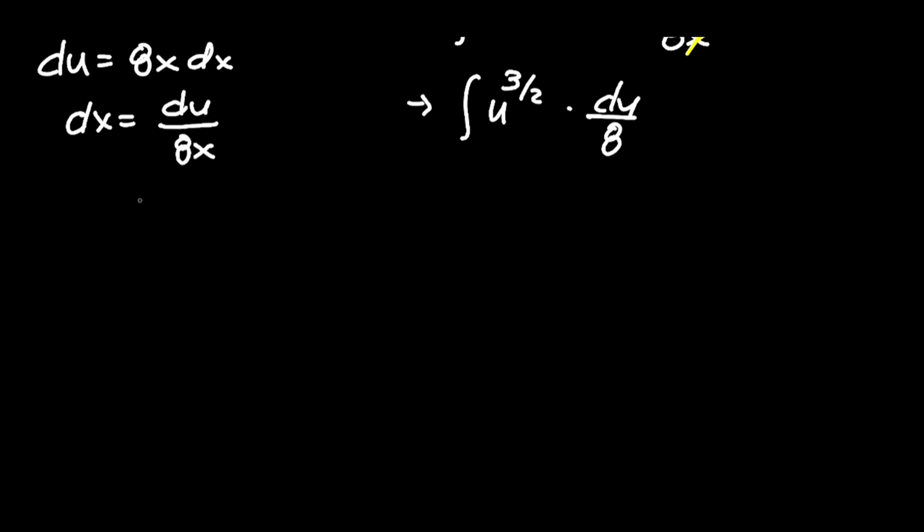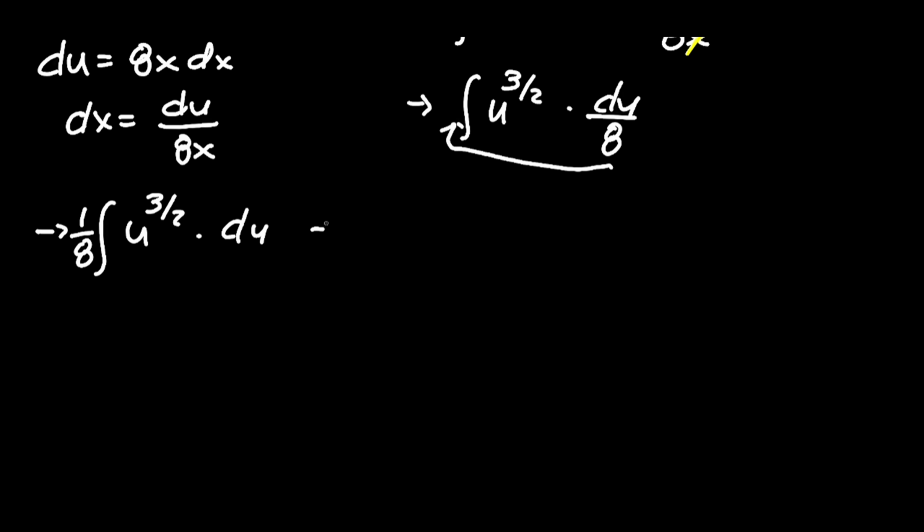Let me just rewrite this. The integral of u raised to the power of 3/2 multiplied by du, and put 1 over 8 here, because once again you will put this outside. So you can finally integrate this. 1 over 8 multiplied by the integral of u raised to the power of 3/2 is u raised to the power of 5 over 2 over 5 over 2 plus c.